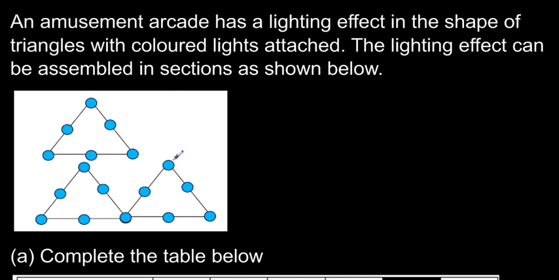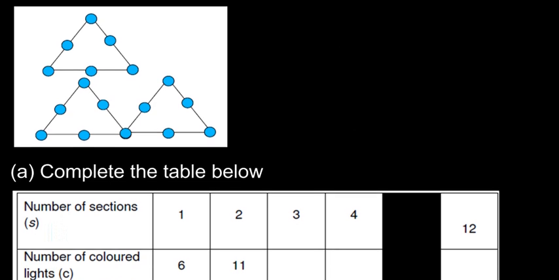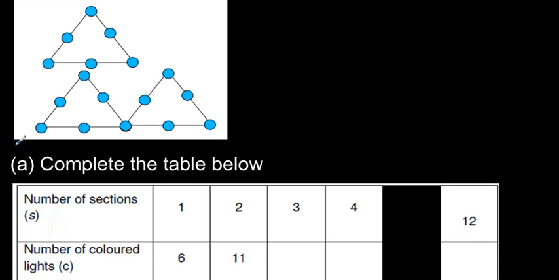Okay, so it's talking about an amusement arcade. It's got a lighting effect in the shape of some triangles with some coloured lights, and it then gets assembled in sections, and we see that when we put the second one on, it joins on to the first one with a shared light here. A question might ask you very quickly to extend that formula, maybe do another drawing, but for now we're just going to complete a table.